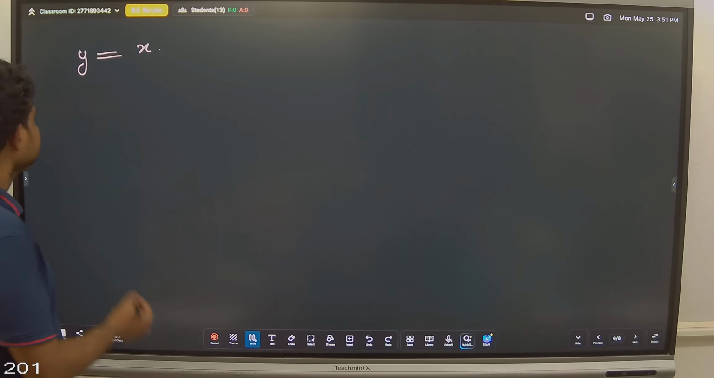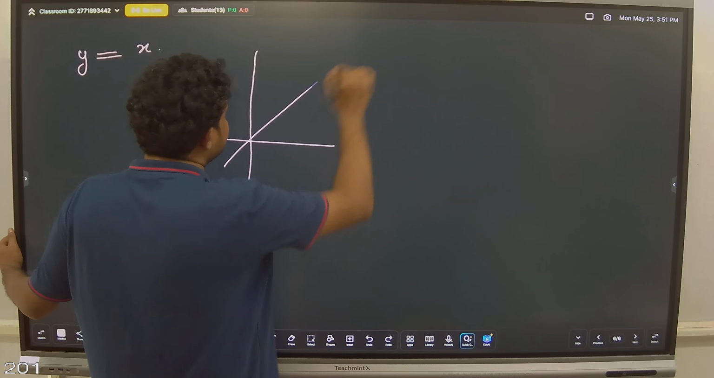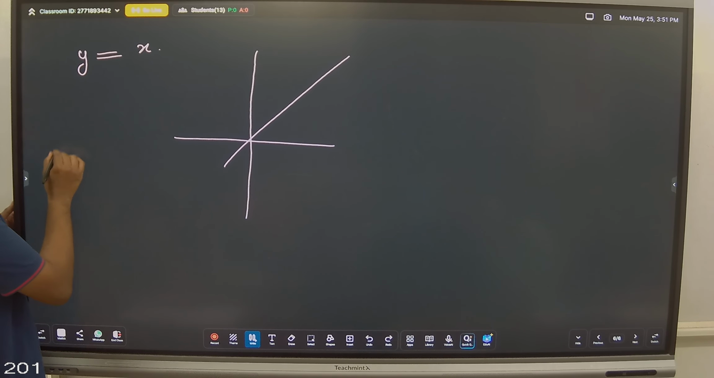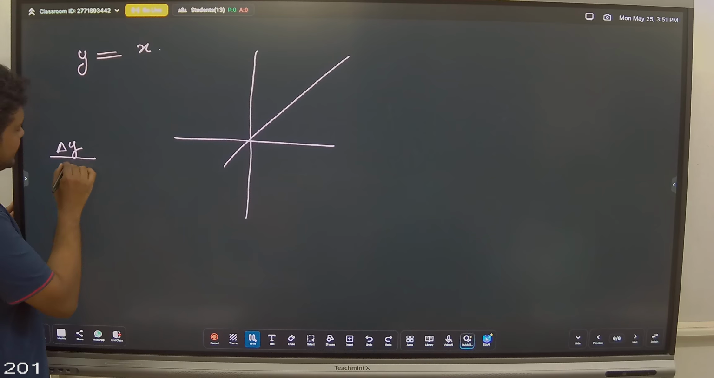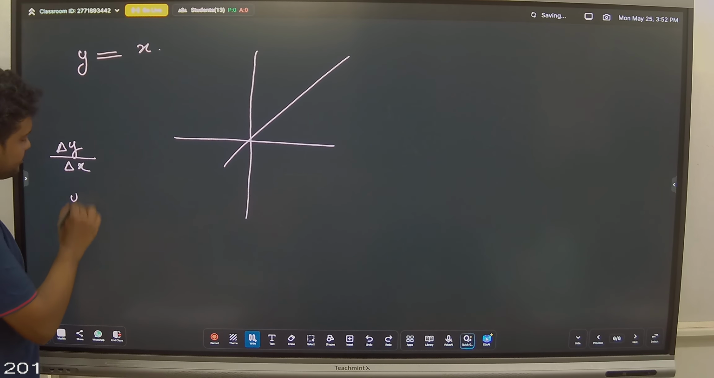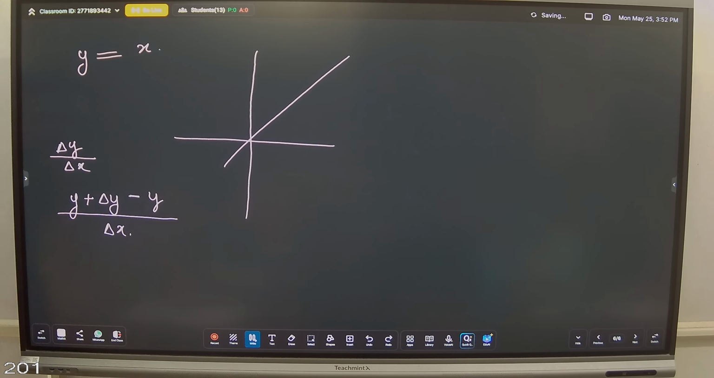So, let us say this is the expression y equal to x, right? I need delta y by delta x. I am going to add y and subtract y in the numerator, so I take y plus delta y minus y divided by delta x. Any problem? This is still delta y by delta x.